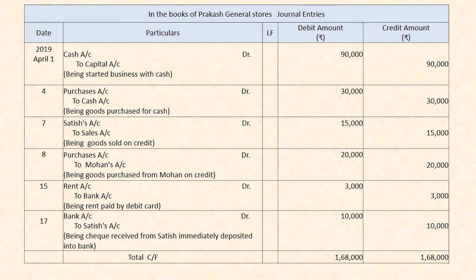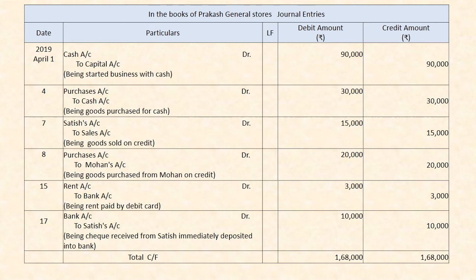Next transaction is on 15th April. Paid rent rupees 3,000 by debit card. What will be the journal entry? Rent account debit 3,000 to bank account 3,000. Because rent is an expenditure, therefore rent account is debited and payment is made by debit card means through bank. That is, bank is giver, therefore bank account is credited.